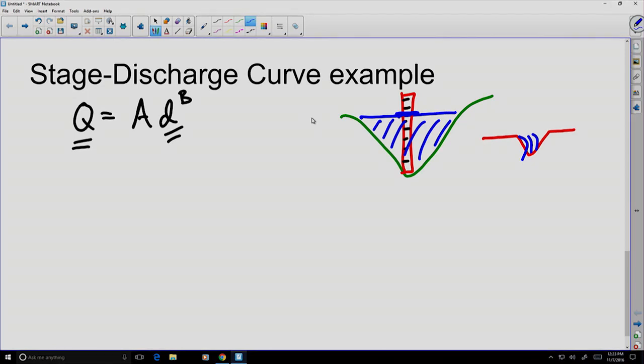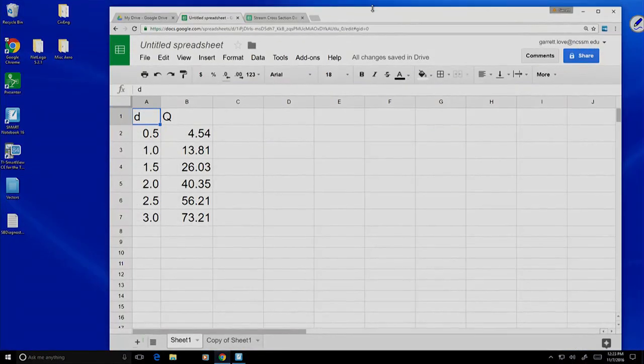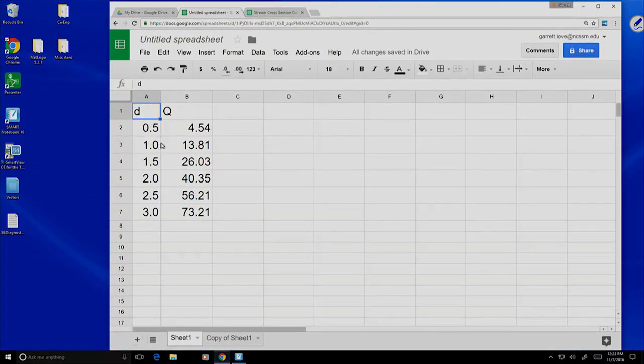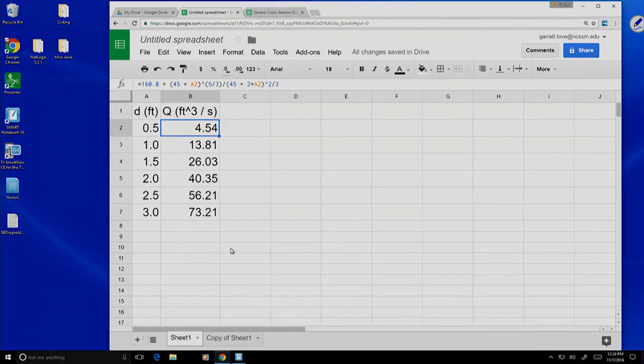But if we've used some measurement technique and we've gathered relationships between D and Q, we might, for example, have them plotted in a spreadsheet. Here, for example, we have some data values, depths, and in this case, these are depths in feet. And we have a flow rate, Q, in cubic feet per second. And what we'd like to do is be able to define some relationship between these two things.